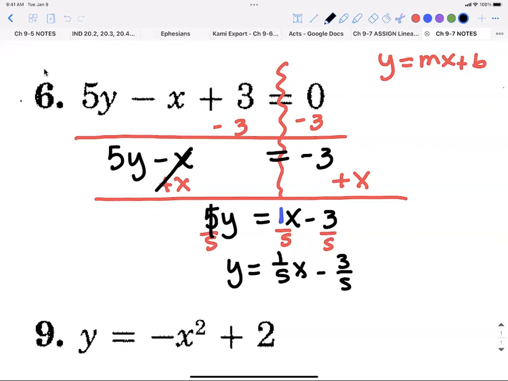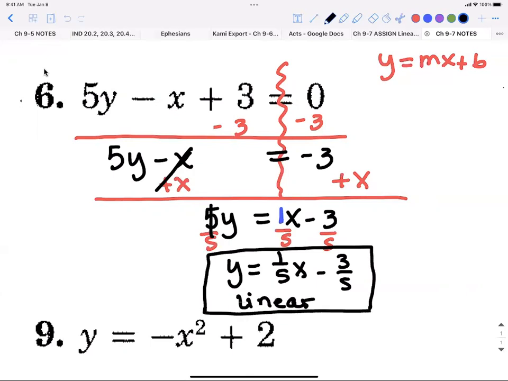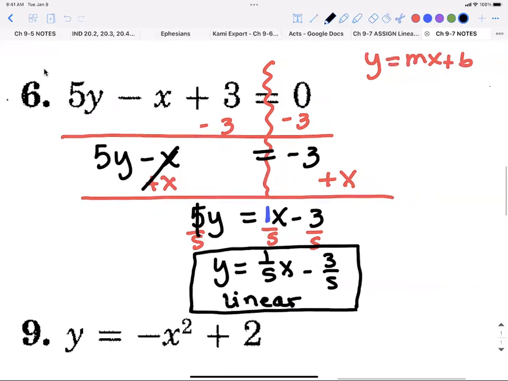So because we were able to get it into y equals mx plus b, nothing's out of shape, nothing's out of form, nothing is squared here. Is this one linear? What do you guys think? Yes. So we're going to write linear. And again, I'm going to circle my y equals mx plus b and my word linear as my answer because one is the answer and one is the explanation. Okay. And we're going to come back to this in a minute.